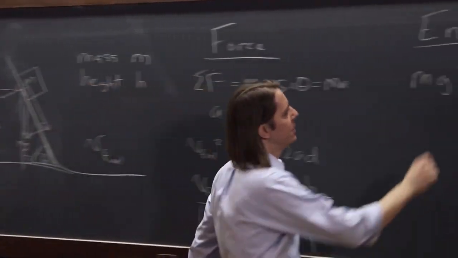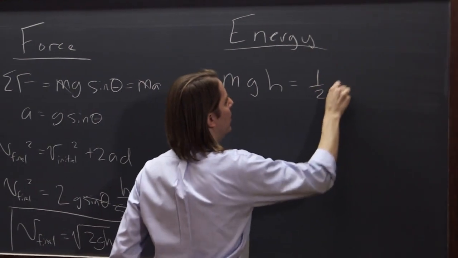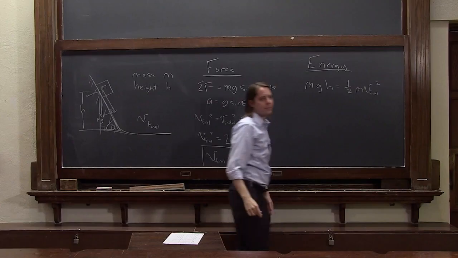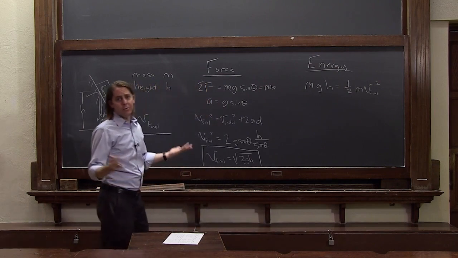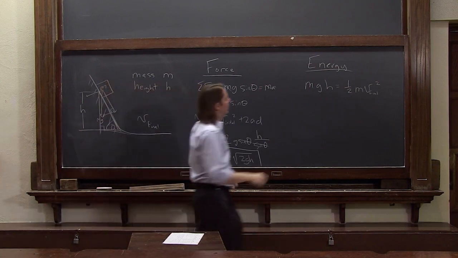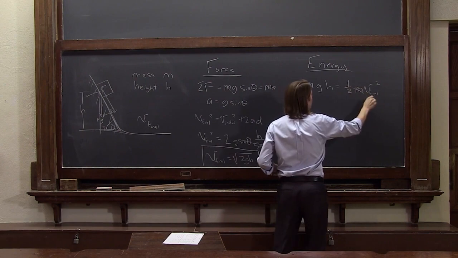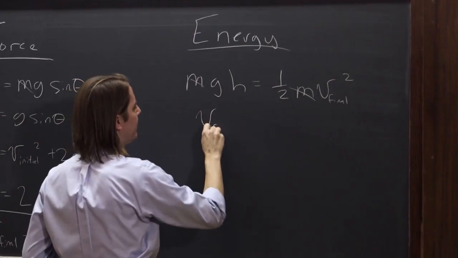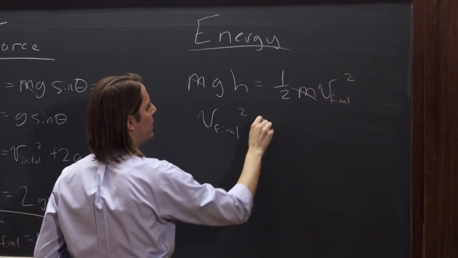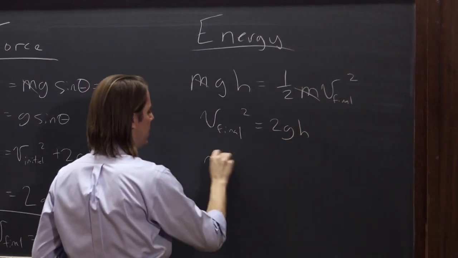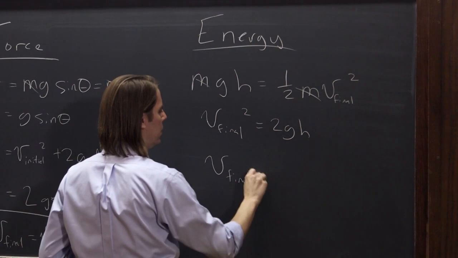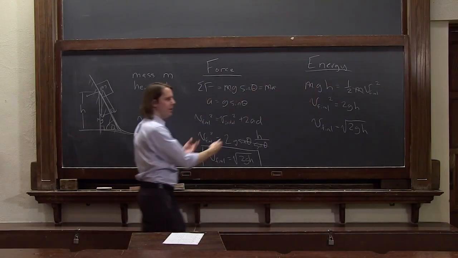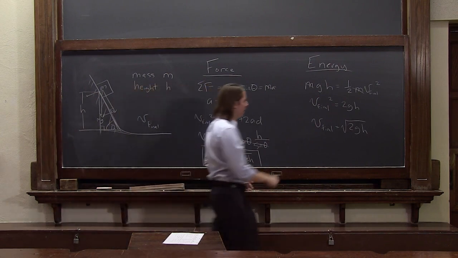So mgh becomes 1/2 mv, and that's v final squared. Okay? So just solve for v final. Let's see. Well, the masses go away, and this 2 comes over here, and you get that v final squared equals 2gh. Therefore, v final is the square root of 2gh. And it's the same. What do you know?